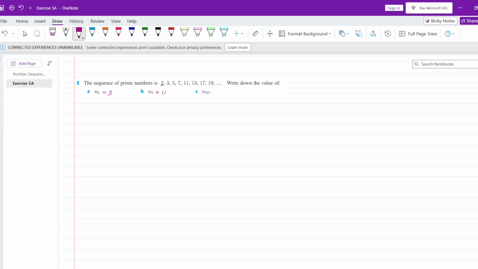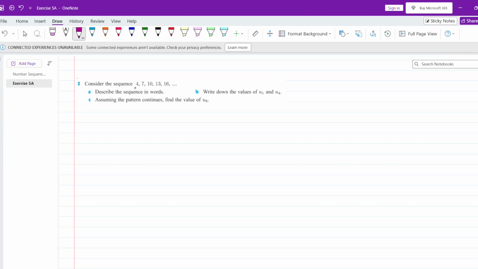u10 is the 10th term. 1, 2, 3, 4, 5, 6, 7, 8. So the 10th term is not written. So let's rewrite this sequence of prime numbers, that is 2, 3, 5, 7, 11, 13, 17, 19, 23, and 29. So u10 is the 10th term, 1, 2, 3, 4, 5, 6, 7, 8, 9, 10. u10 is 29. That's the answer. Let's go to the next question.